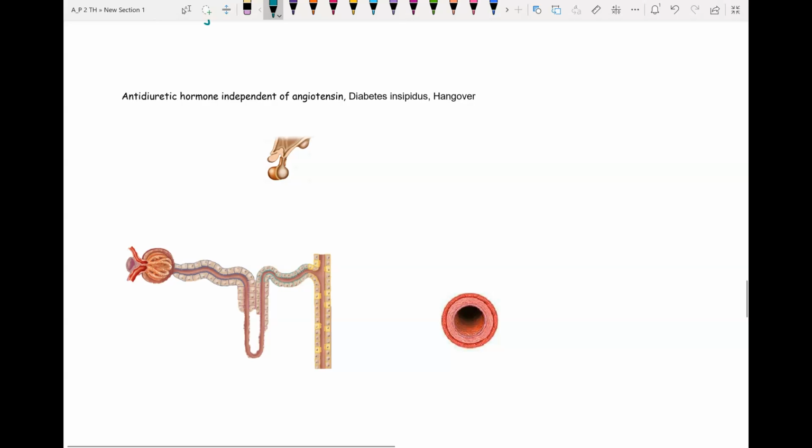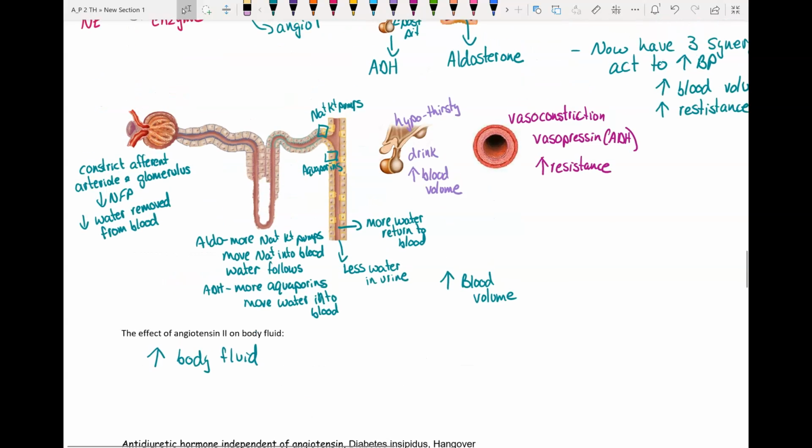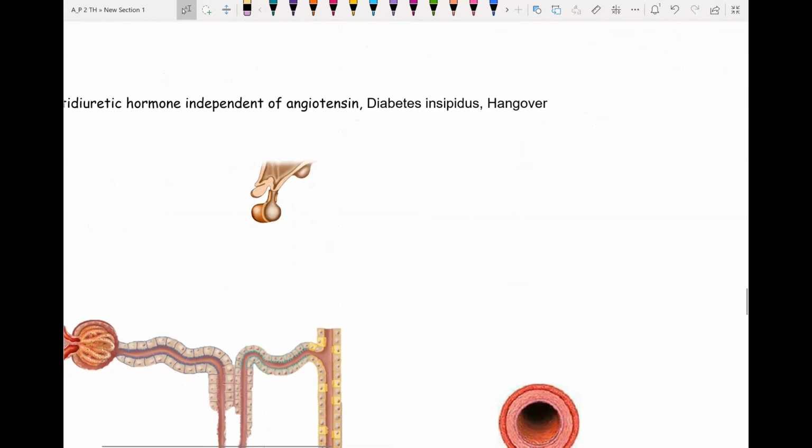Okay, then if we look at antidiuretic hormone independent of this. ADH can be part of the renin-angiotensin system, but it doesn't always have to be. It can also be its own independent thing. So remember, ADH comes from the posterior pituitary, which is controlled by the hypothalamus. Your hypothalamus monitors your blood osmolarity. Remember, this is the concentration of salt in your blood. It's not just the amount of salt, it's the ratio of salt to water. Your hypothalamus is monitoring this.